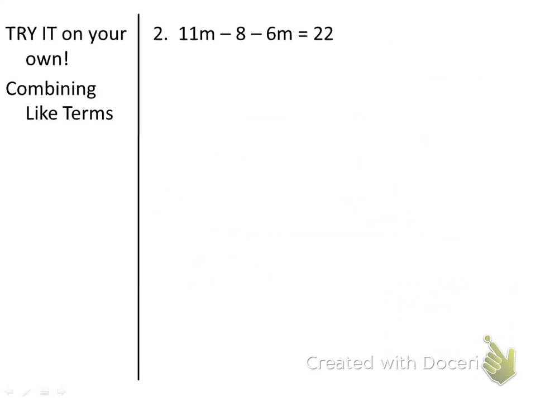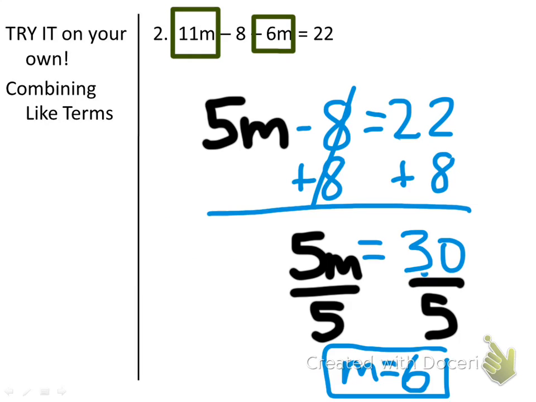Okay, I'd like you to pause the video and try this on your own, combining like terms to solve for m. Okay, let's check our answer. We should have gotten rid of the two terms and made it into one, so I got 5m. Moving our plus 8 to the other side of the equation gives us 30, and then dividing by 5, 30 divided by 5 equals 6. So m equals 6 was the correct answer.